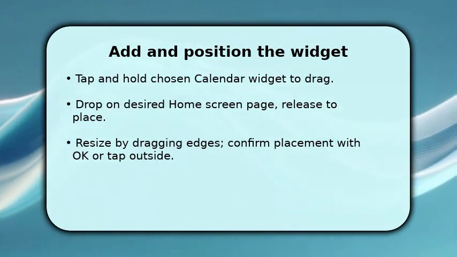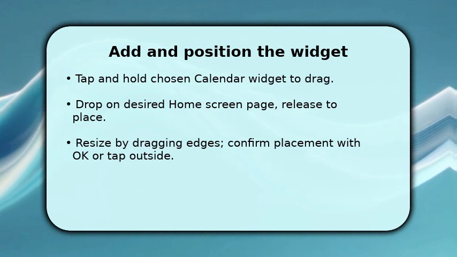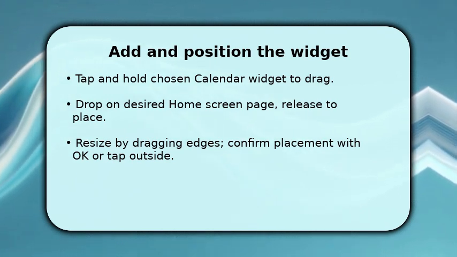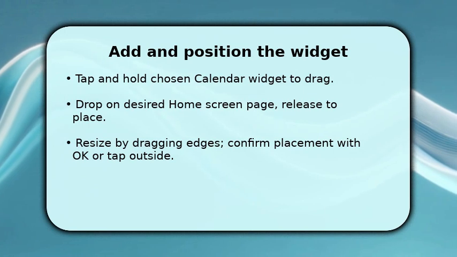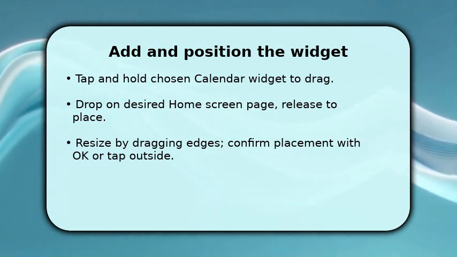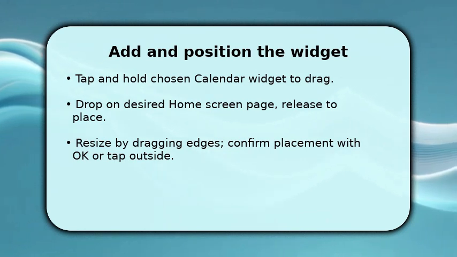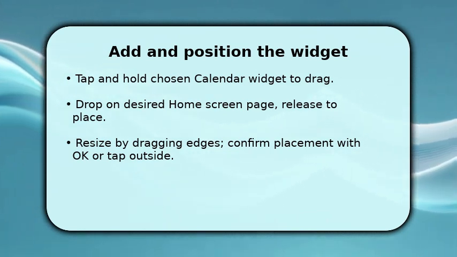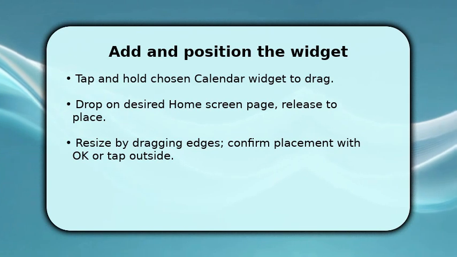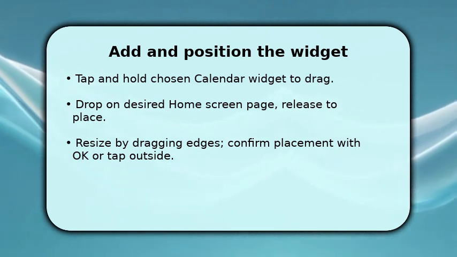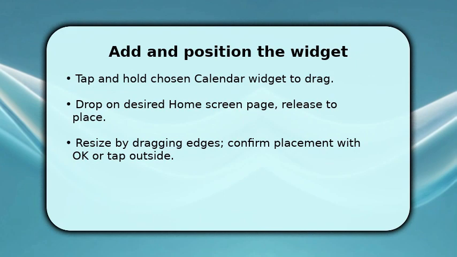Once placed, if the widget supports resizing, adjust corner handles to change width and height so events show the right amount of detail. This controls how many days or events are visible. Make sure to tap an empty area to finish placement, then open the widget to confirm account and calendar visibility. If multiple calendars exist, select which ones display so clutter is avoided.